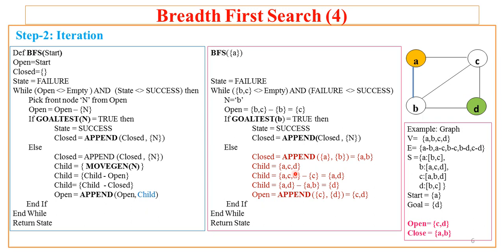Now in the child node, the elements present in open and closed are removed. So in this child node, ACD is there. So what is there in the open? Node C, that is removed from the child. So what is the new child? It is A and D.